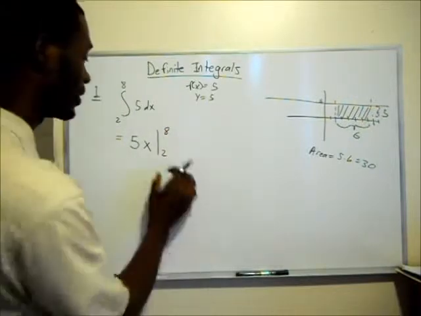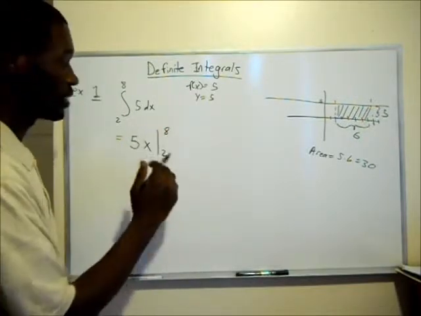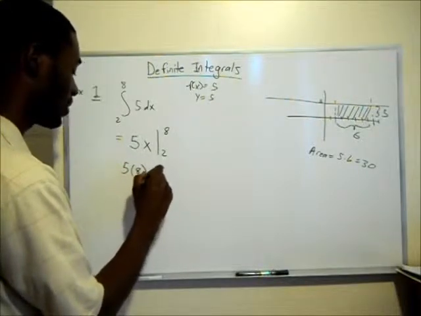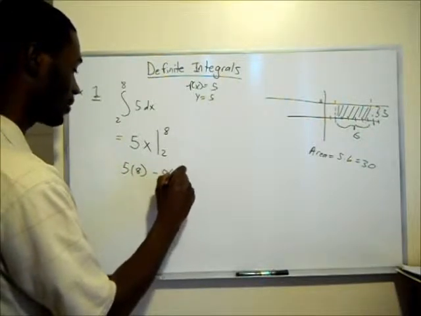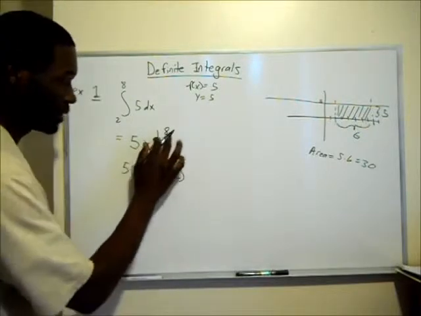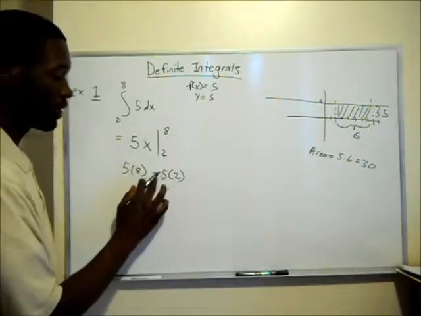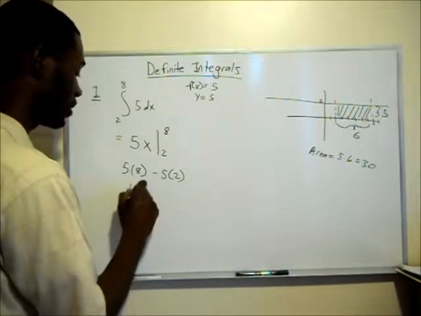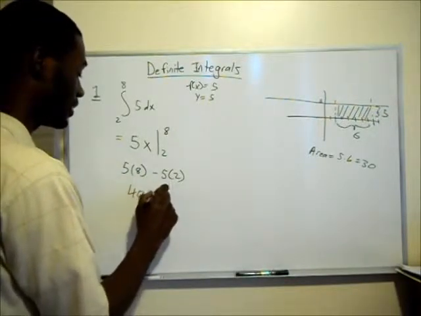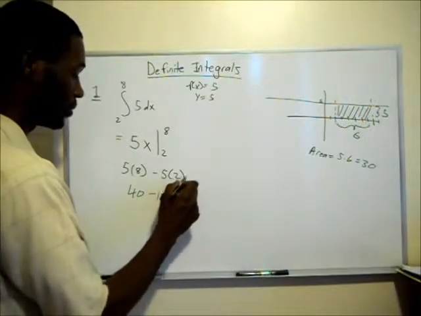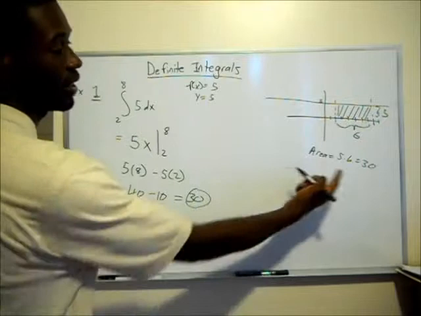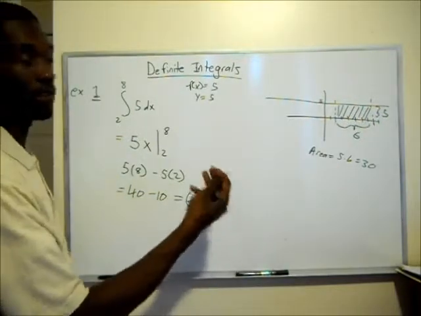Now we need to plug in these two values for x and subtract them. So it's going to be 5 times 8 minus 5 times 2. I plugged in the 8 and subtracted 5 times 2 from it. So this is going to be 40 minus 10, which equals 30. So our answer is 30, and that's what our first assumption was.